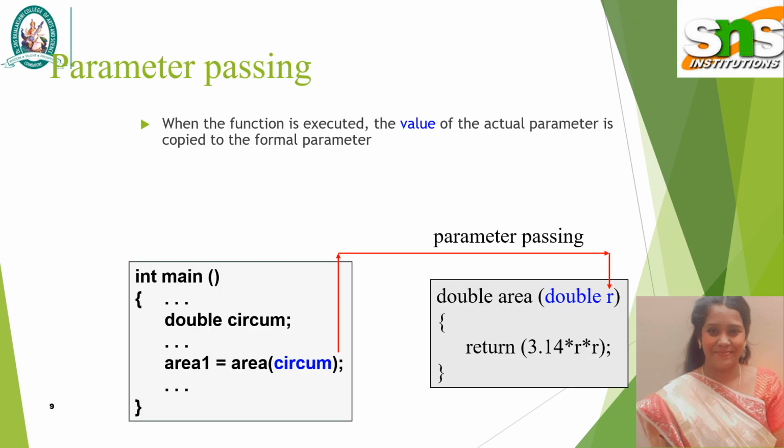Parameter passing. When the function is executed, the values of the actual parameters are copied to the formal parameters. The actual parameters are the parameters present inside the main function, whereas formal parameters are the parameters of the function being declared. The value of the actual parameters is passed to the formal parameters.